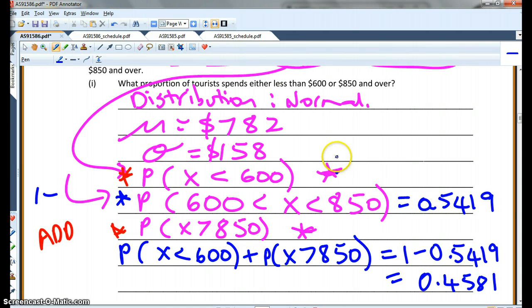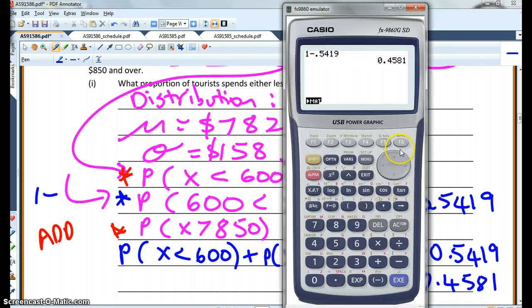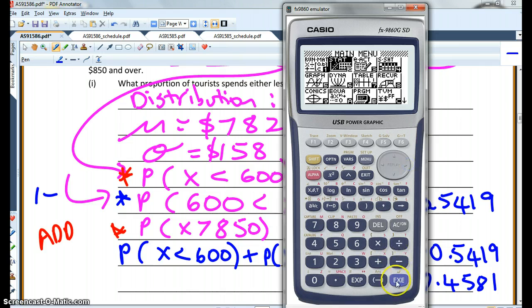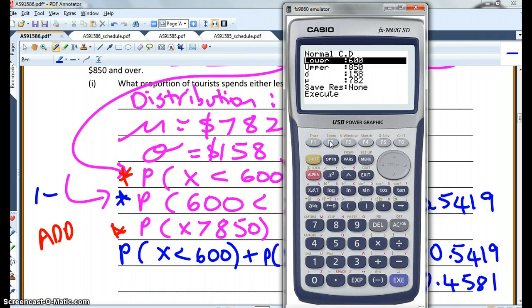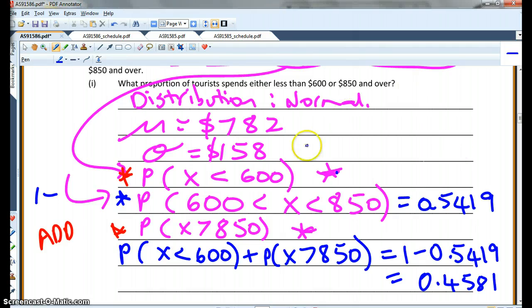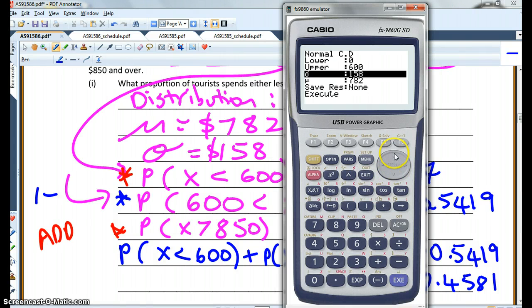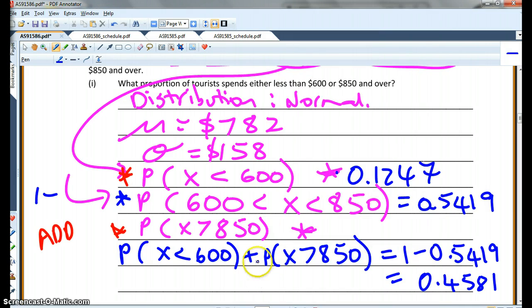Now, I'm going to work this out. So we're going to go back to stats. We're going to go back to distribution, normal distribution, NCD. The lower is going to be 0, the upper is going to be 600, and we get 0.1247. And then we go above 850, so lower is 850 and upper is huge, and we get 0.3335, rounding.